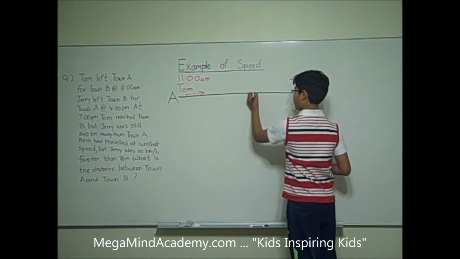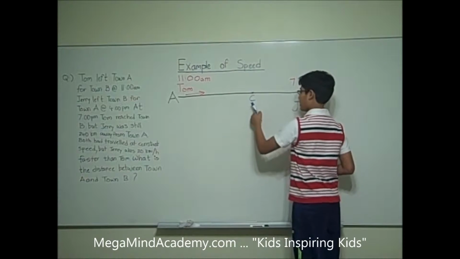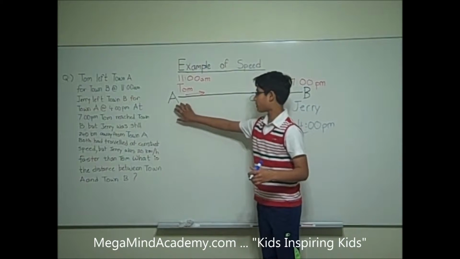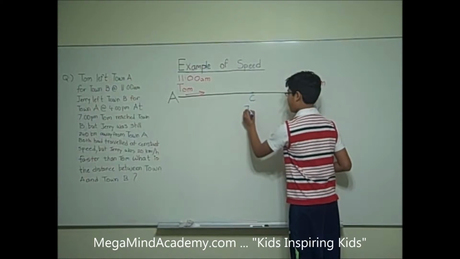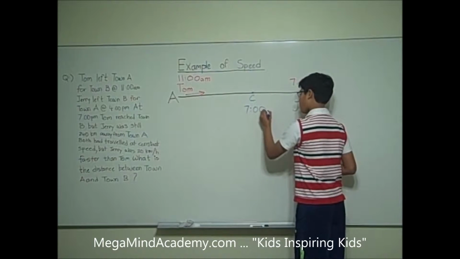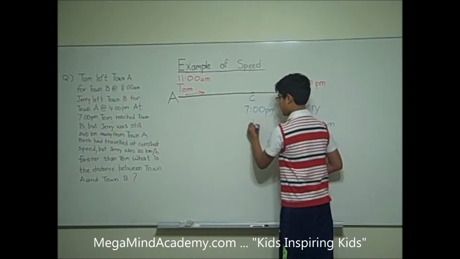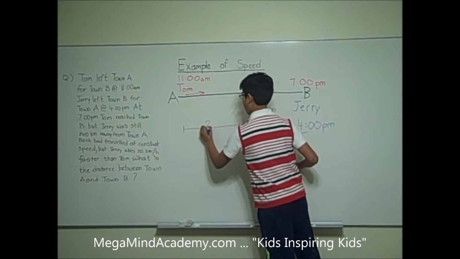This point right here, let's label this town C. So town C is 240 kilometers away from town A. Jerry reached town C at 7 p.m. The distance between town C and town A is 240 kilometers.